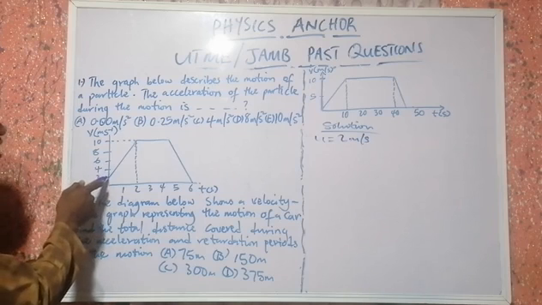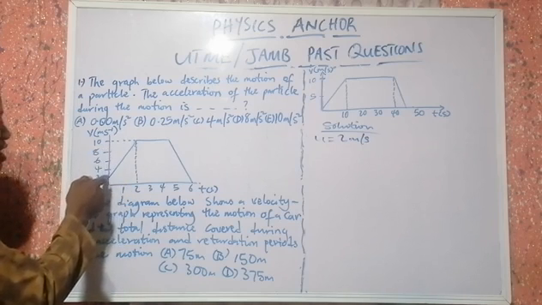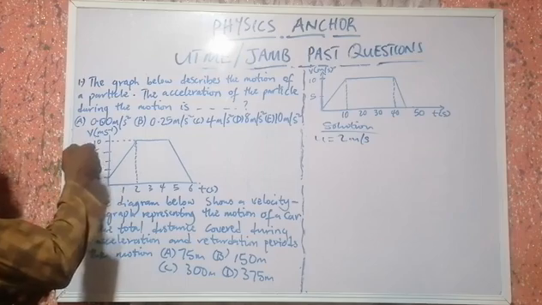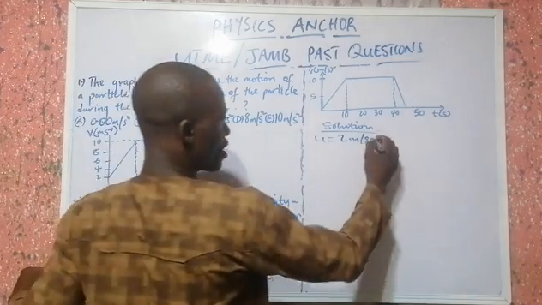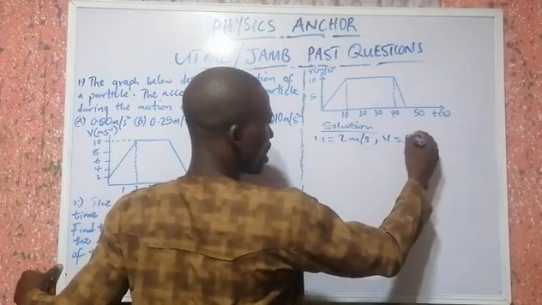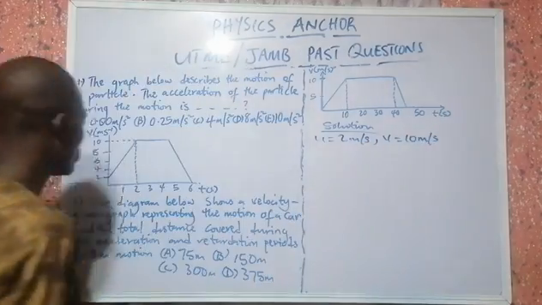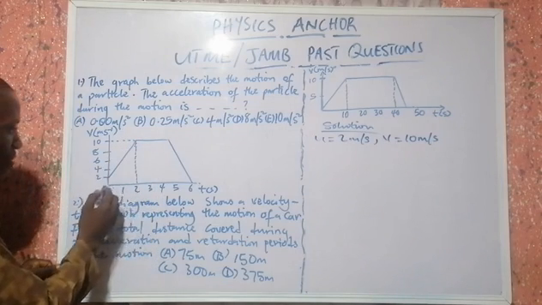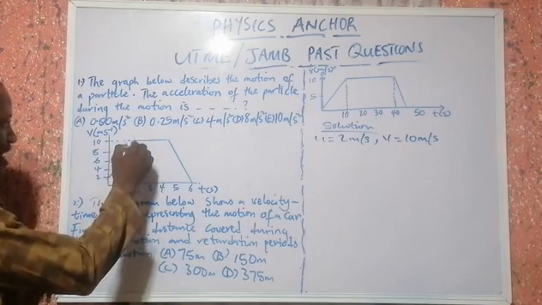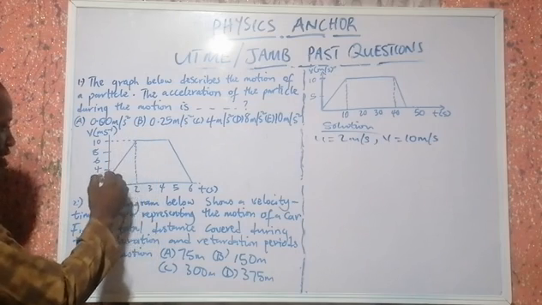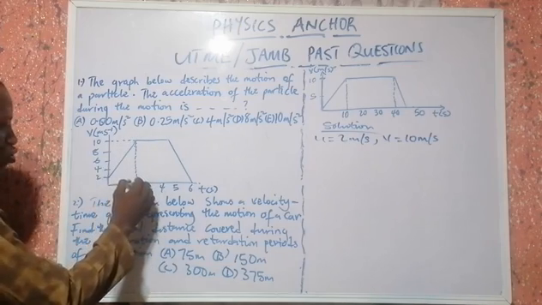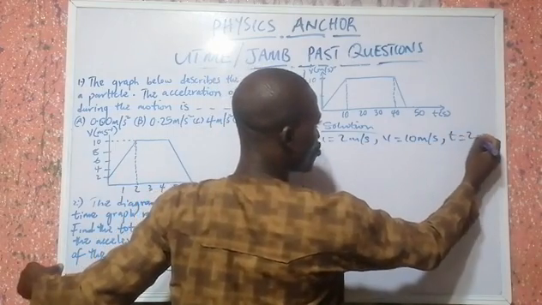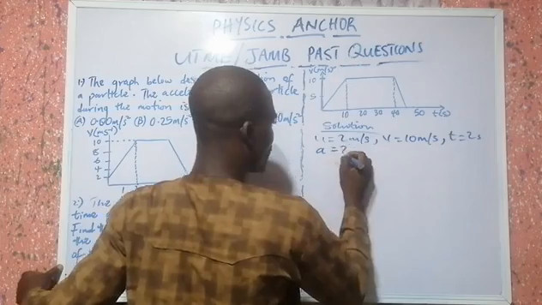And our final speed, if you trace it, after the acceleration is 10 meters per second. So our v is equal to 10 meters per second. The acceleration lasted for 2 seconds, so our time is 2 seconds, and they're asking us for the acceleration.